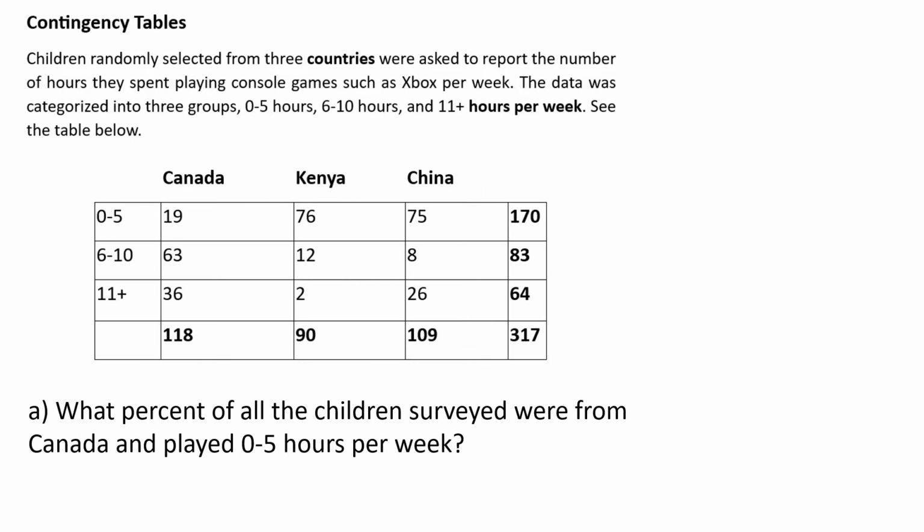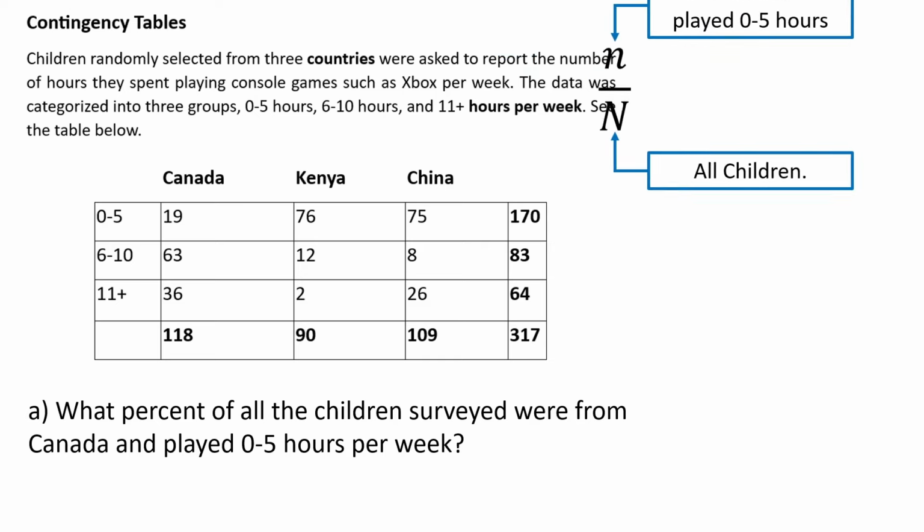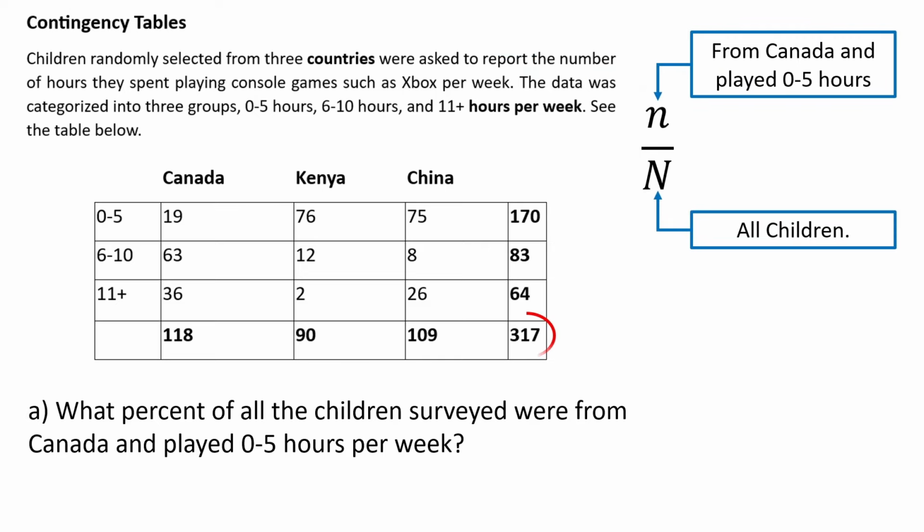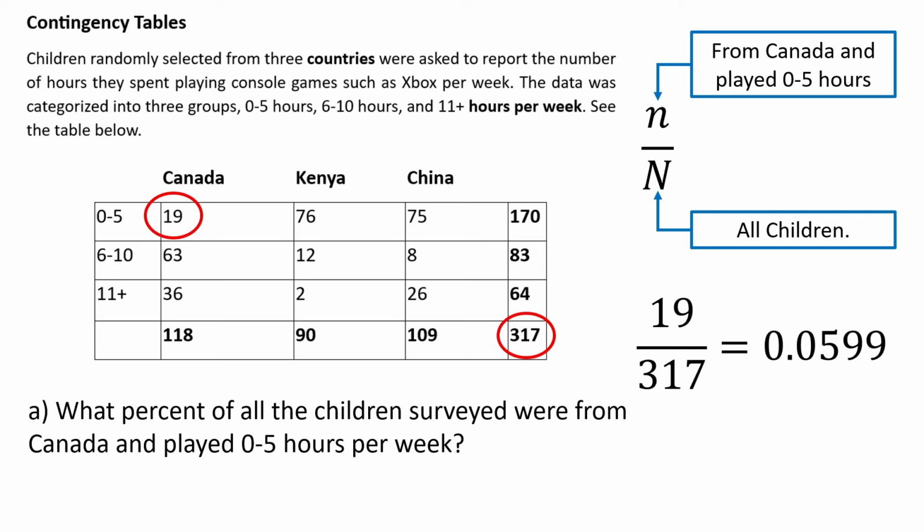So in the first case, we're asked what percent of all the children surveyed were from Canada and played 0 to 5 hours per week. So here we're talking about all children, and so that would be 317. And the contingency is we're looking for children from Canada who played 0 to 5 hours per week. That's 19, and so the answer is 19 over 317, which turns out to be 0.0599.